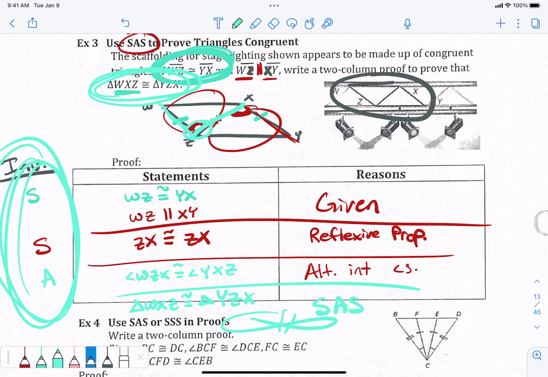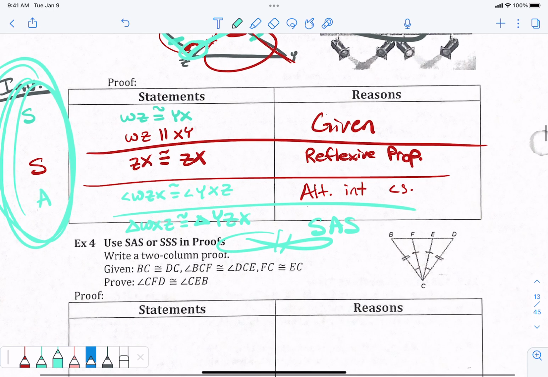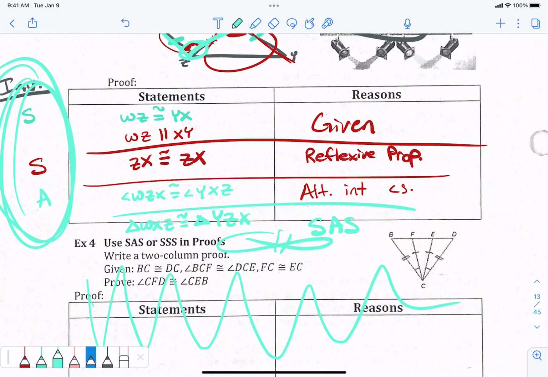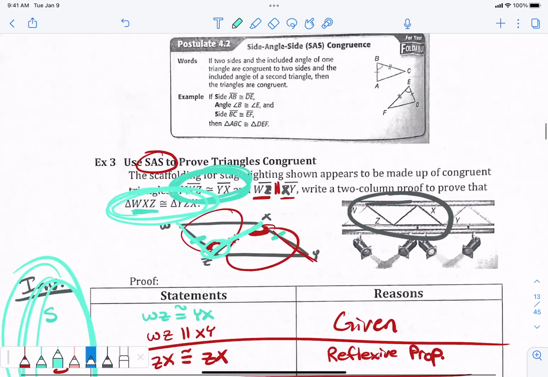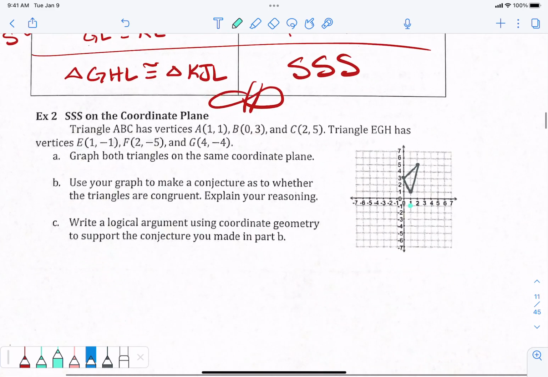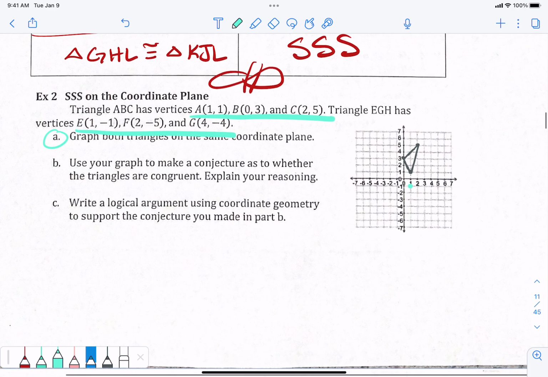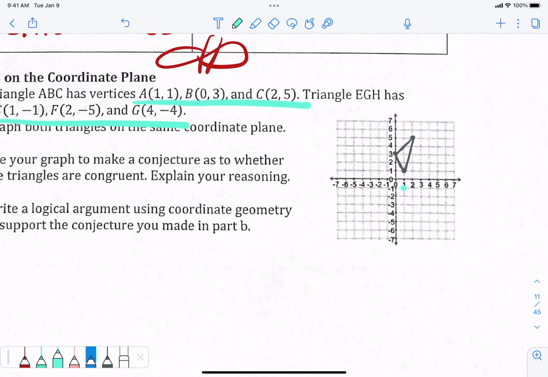Triangle WXZ and YZX. Okay? We're skipping example 4, but we've got to go back to example 2 really fast. We're going to run out of time. We've got to go really fast. Ready? Here you go. This one is not a proof, but we are trying to show that these two triangles are congruent or not congruent. We have to graph both triangles. We've got triangle ABC and we've got triangle EFG. So graph those both really quick, and we will see if they look the same.